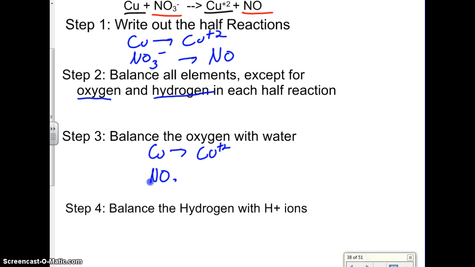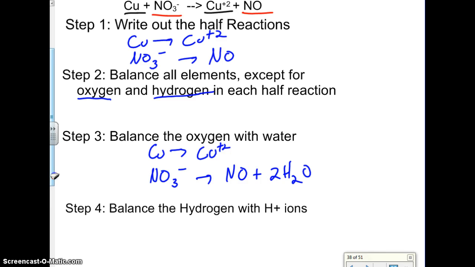However, with our NO3, our nitrate ion going to NO, we have oxygens here. I have 3 oxygens here and 1 oxygen here, which means I need 2 more oxygens on my product side. So what I'm going to do is add 2 waters. And the 2 waters gives us our 2 oxygens. The problem is, it also gives us 4 hydrogens. So again, remember in acidic solution we have water and hydrogen ions present.